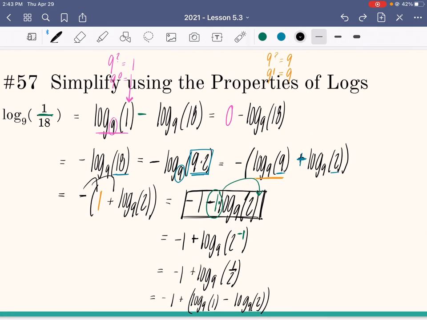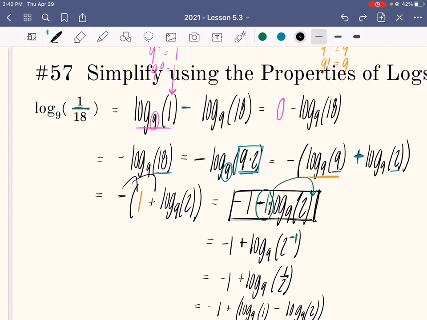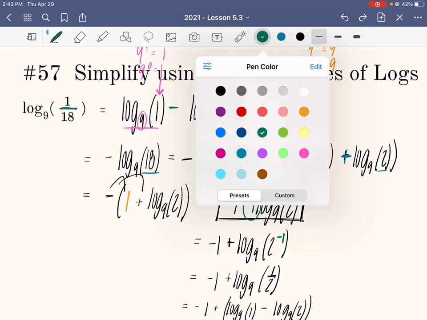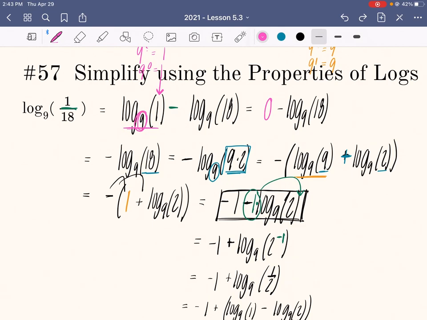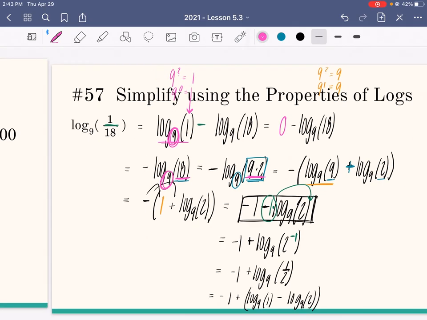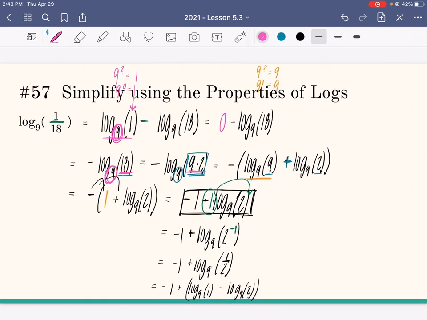The key thing here, though, that I want you guys to notice and that you need to start doing in your homework is what I said up above: you need to look to see, does that base multiply into that number next to it? And if it does, then you need to rewrite that number, split it up into those factors, and then continue to simplify. Okay, so that's number 57.